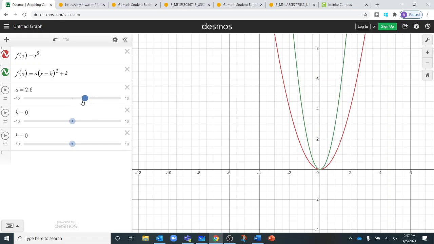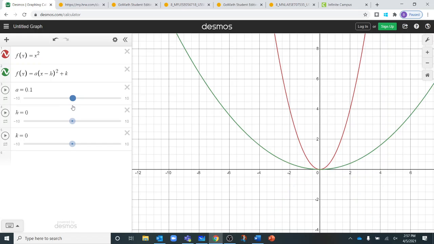And then you notice when I went too far and went negative, my parabola was facing down. So that's what the a does. The a changes how fast my values go up, or how narrow or wide it is, and then whether or not it's facing up or down. So that's my a value.